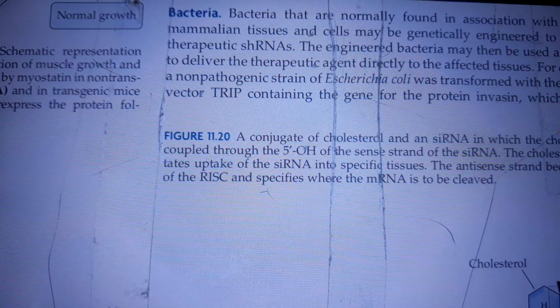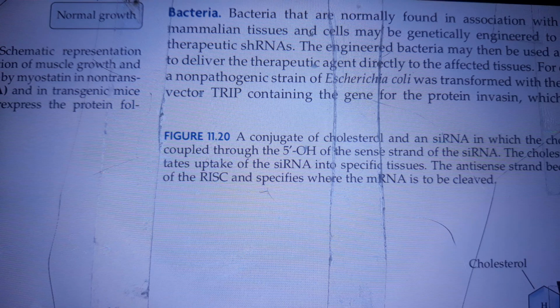Bacteria that are normally found in association with various mammalian tissues and cells may be genetically engineered to produce therapeutic siRNA, short hairpin RNAs. The engineered bacteria may then be used as vectors to deliver therapeutic agent directly to the affected tissues.